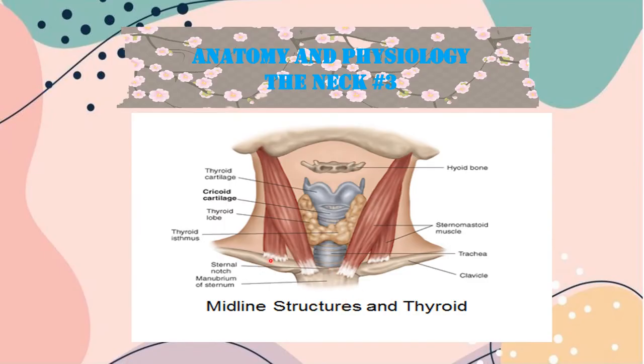Okay, so this slide shows the midline structures and the thyroid. Okay, so now we have to identify the following structures. We have the hyoid bone. Okay, this is just below the mandible. The thyroid cartilage, okay, the cricoid cartilage, the tracheal rings, there, the tracheal rings, okay, and the thyroid gland, okay, there, our thyroid gland, okay.